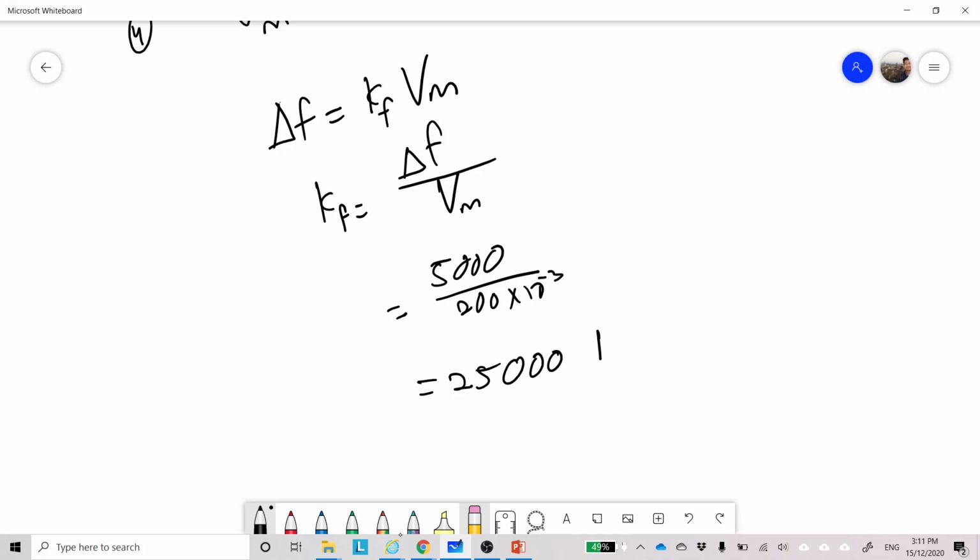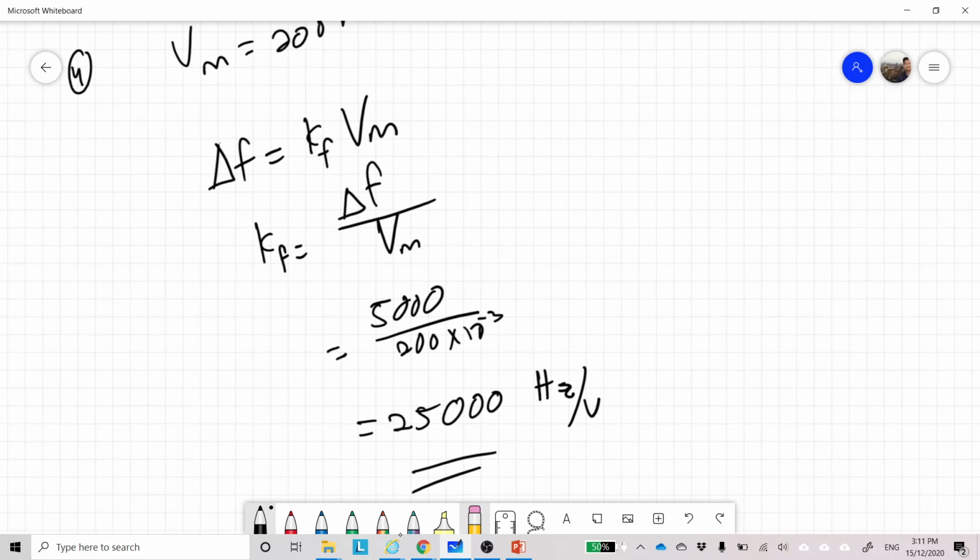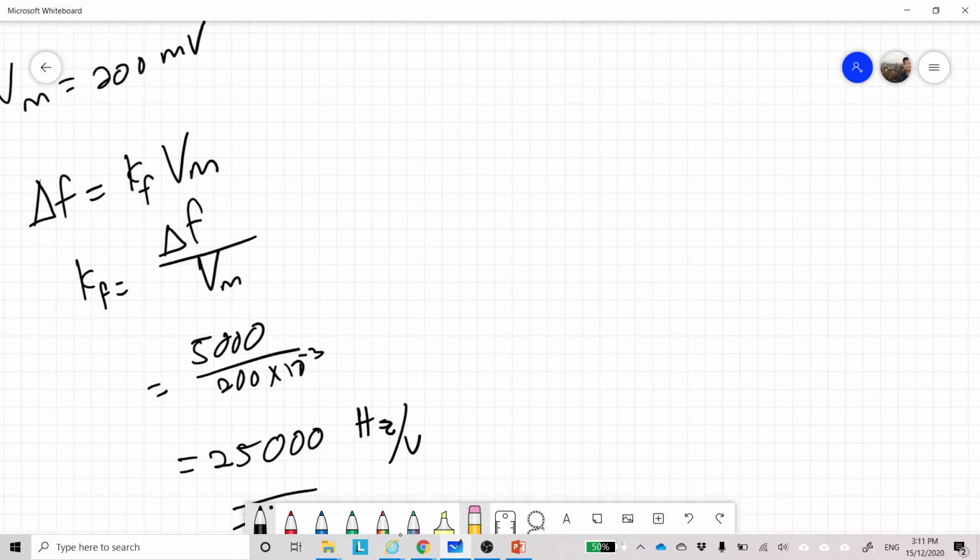Okay, so it is a Hertz per volt. And then draw the amplitude spectrum. Question number 5. Okay. So kalau tak faham sila tanya.